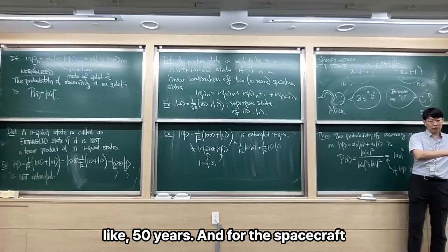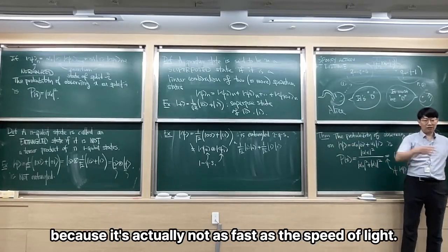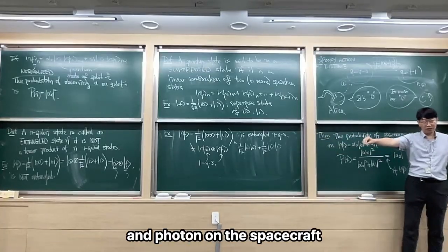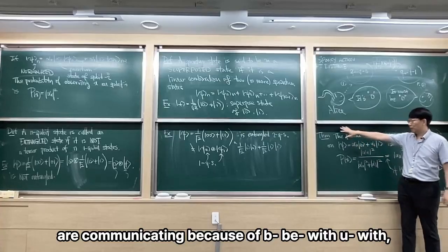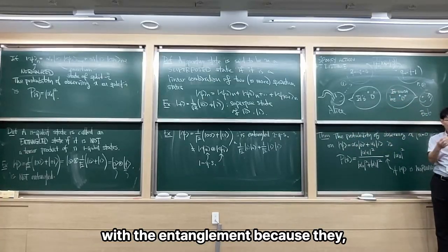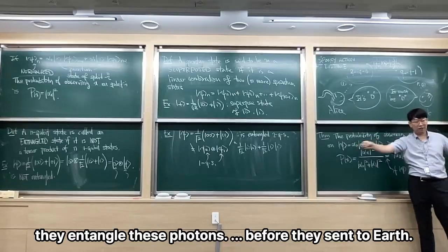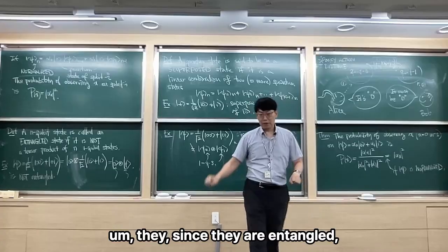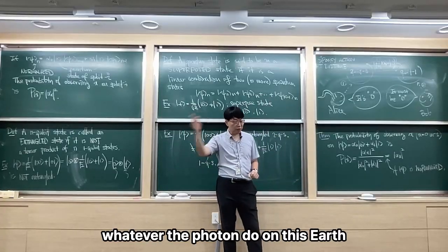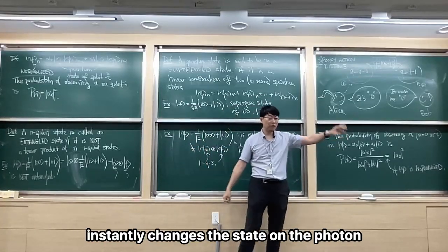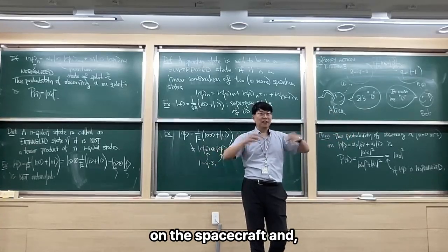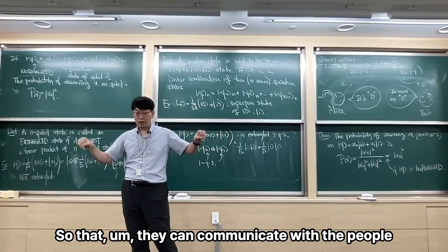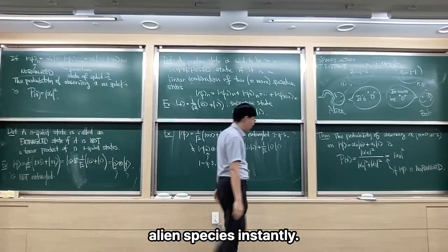And for the spacecraft to get to the Earth, it takes longer because it's actually not as fast as the speed of light. So the photon on the Earth and the photon on the spacecraft are communicating with the entanglement, because they entangle these photons before they send to Earth, and then when they send the photon to the Earth, since they are entangled, whatever the photon does on this Earth instantly changes the state on the photon on the spacecraft, and that's just a novel. So that they can communicate with the people on the Earth and the people on the spacecraft, alien species, instantly.